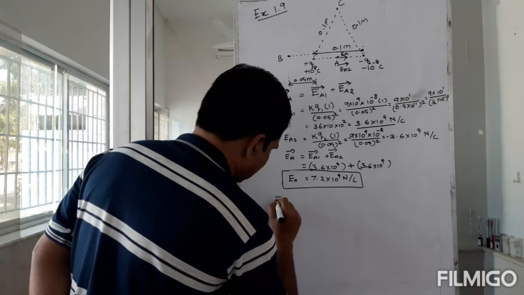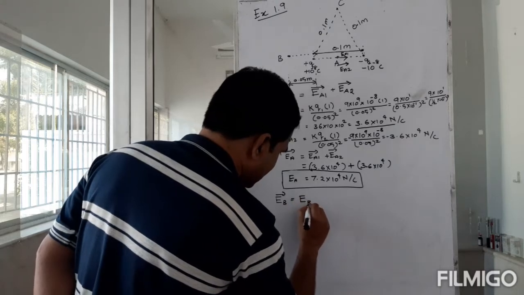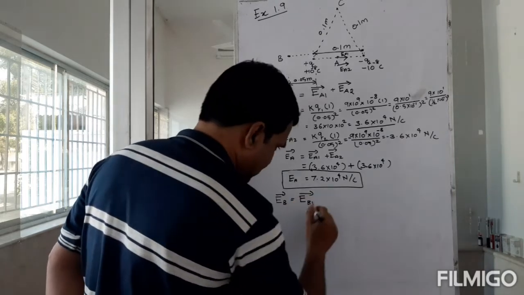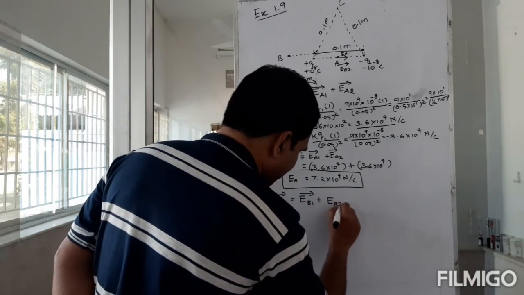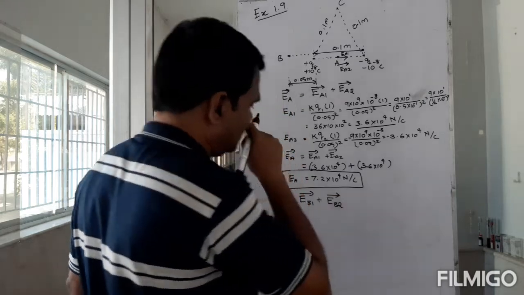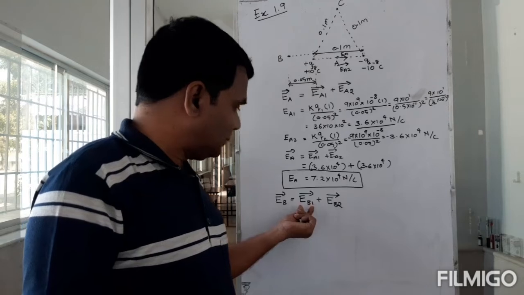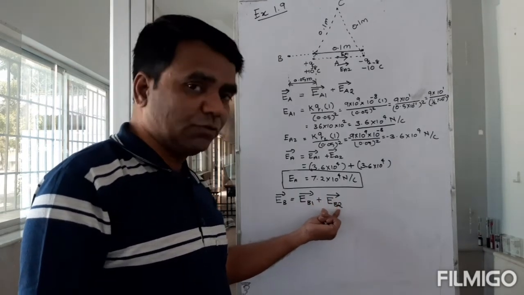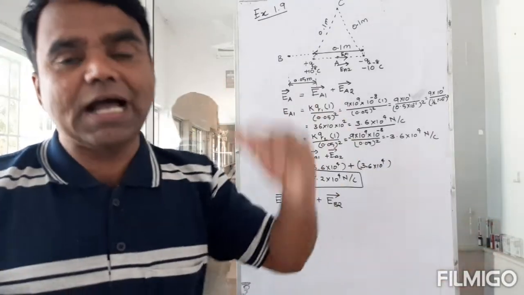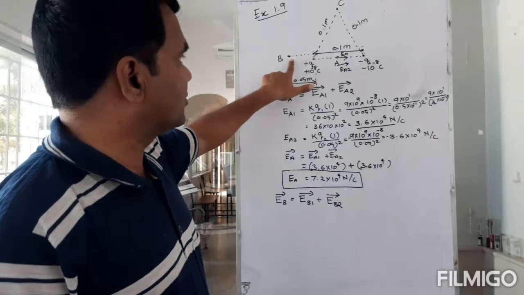So first of all, E at B vector is equal to E at B due to charge 1 vector plus E at B due to charge 2 vector. So what you need to do, you need to find the magnitude and direction of this force and find the magnitude and direction of this force, and now add these two vectorially. Let's see the magnitude and direction of this force first.